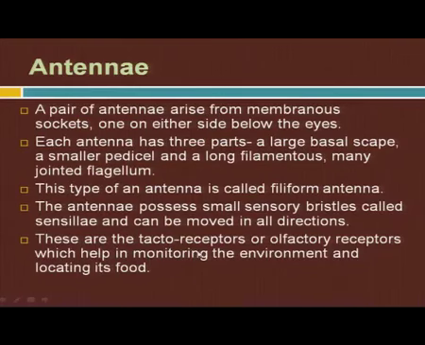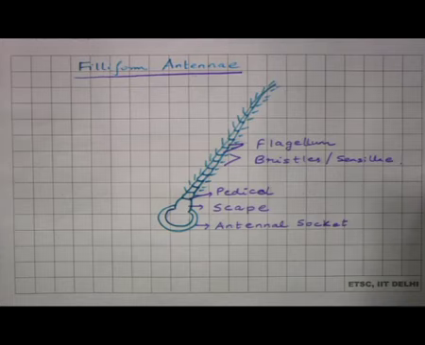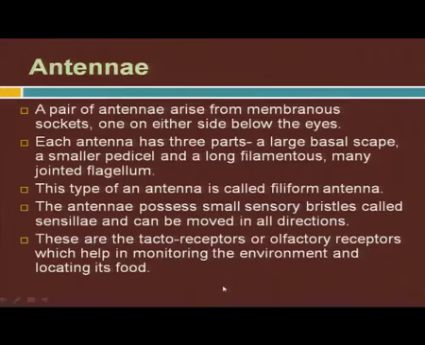These are the tactoreceptors. They can sense the physical objects around, as well as olfactory receptors to smell, so that they can find out food in the environment, which helps in monitoring the environment and locating its food. So, the function of antenna is to monitor its environment, whether it is safe or not, and also it helps in locating its food, because they have receptors. These sensillae have tactile receptors and olfactory receptors. They can sense and smell the objects around.